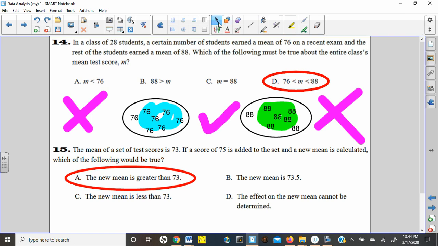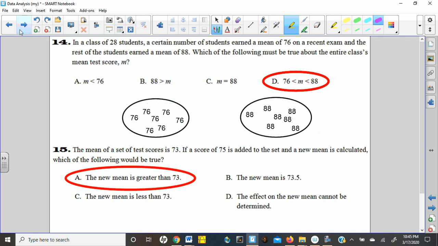15 is also a conceptual question. If you have a bunch of scores that average to a 73, and one more score is added in, and it's a 75, it certainly can't lower the average. We don't have enough specific information to know that it's going to give us a mean of 73.5. We'd have to know more information about how many tests there were to know that. But we know for sure that it is going to raise that 73 to some extent. So that one is going to have to be an A for number 15.